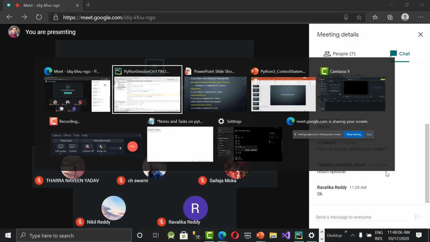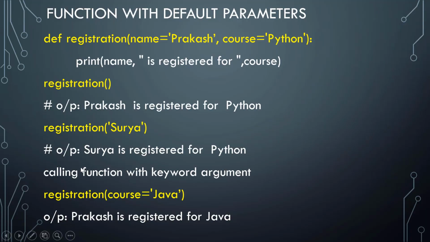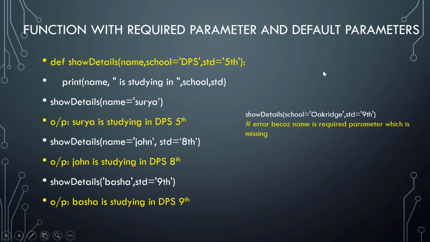We have seen what required parameters are in the previous example. These are default parameters. The third one is keyword arguments or keyword parameters. Okay, the next module is about when you don't know the number of parameters passed, how to handle it. We'll see some more examples in this slide. Def show details, name, comma. See, when you have three parameters, how to do it? Def show details, name, comma, school is equal to DPS, comma, standard is equal to fifth standard. DPS stands for Delhi Public School. Name is the student name.